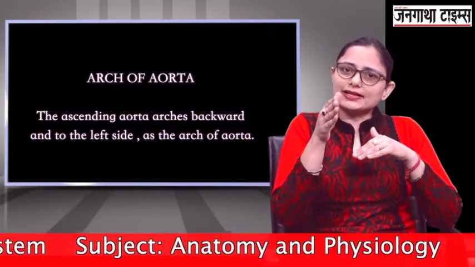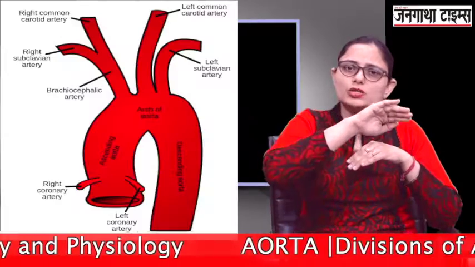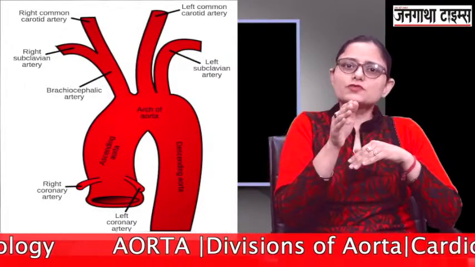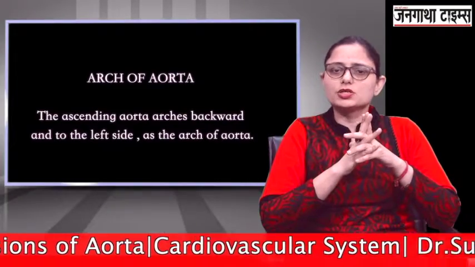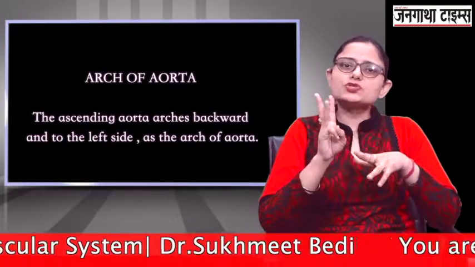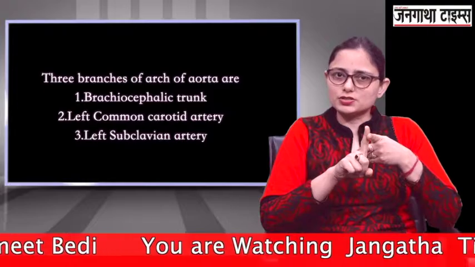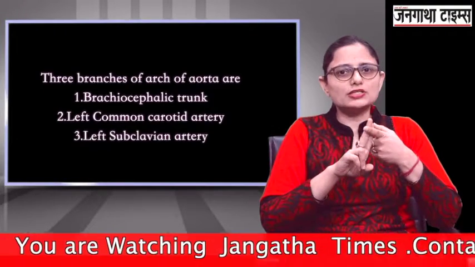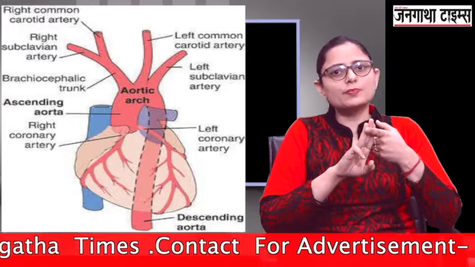Now this ascending aorta, it moves and curves backwards and towards the left, where it forms an arch, and this arch is called the arch of aorta, which is the second division of the aorta. The arch of aorta gives three main branches. The first one is the brachiocephalic trunk. The second one is the left common carotid artery, and third is the left subclavian artery.